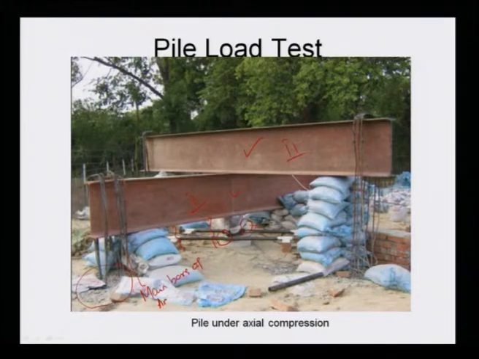To make it symmetric, some sandbags have been provided and placed horizontally. Then, after placing one girder, you can place the second girder. The basic principle is that whatever load comes to the pile will be taken by girder 1 as well as girder 2, by means of pile anchors, by four parts.